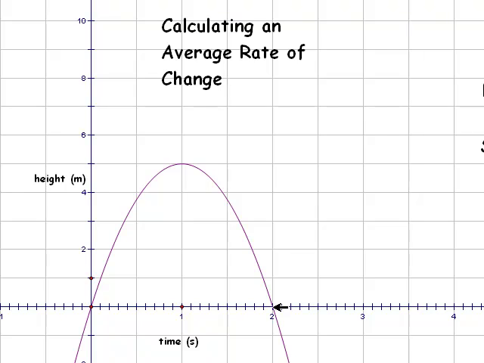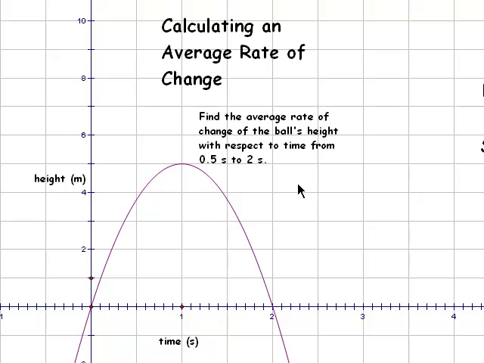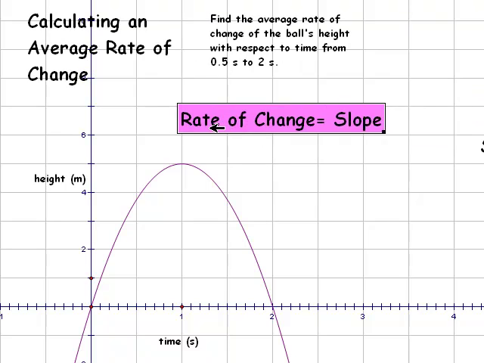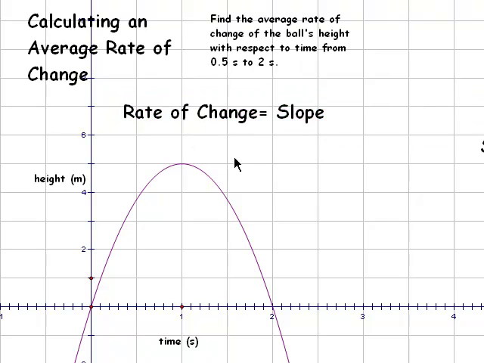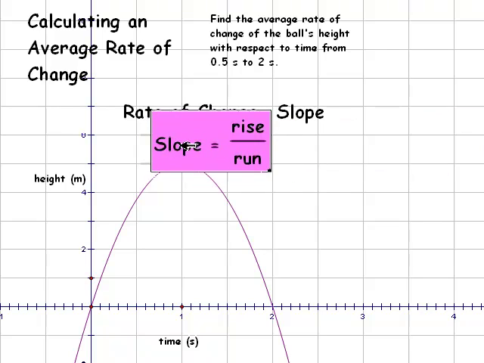doesn't actually hit it. Now, a question that we could ask is, find the average rate of change of the ball's height with respect to time from 1/2 second to 2 seconds. Now, a rate of change is really just equal to the slope of a line. Now, unfortunately, we have a curve here, and so we're going to have to calculate an average rate of change rather than an instantaneous one.